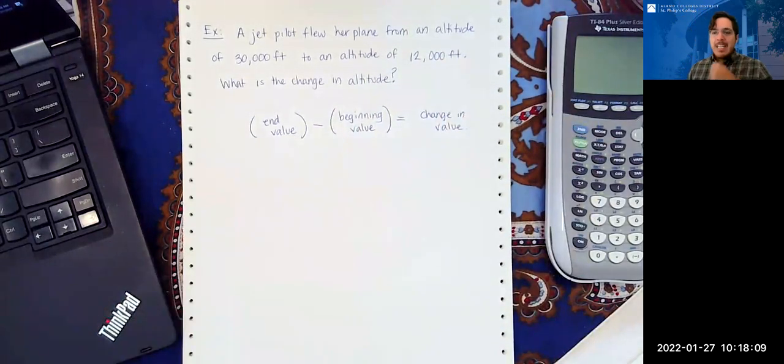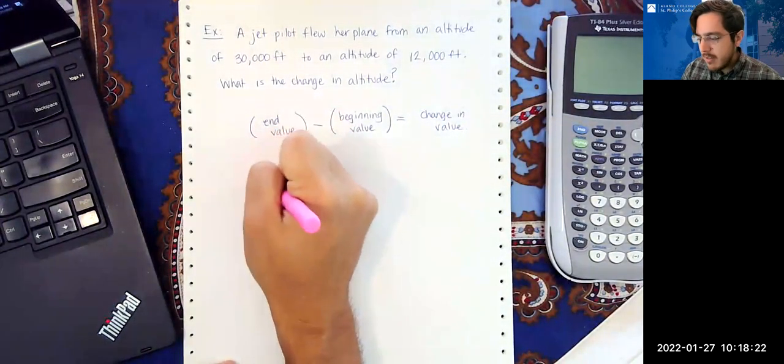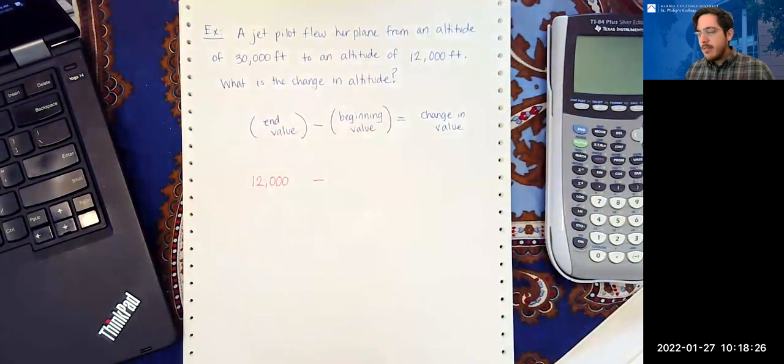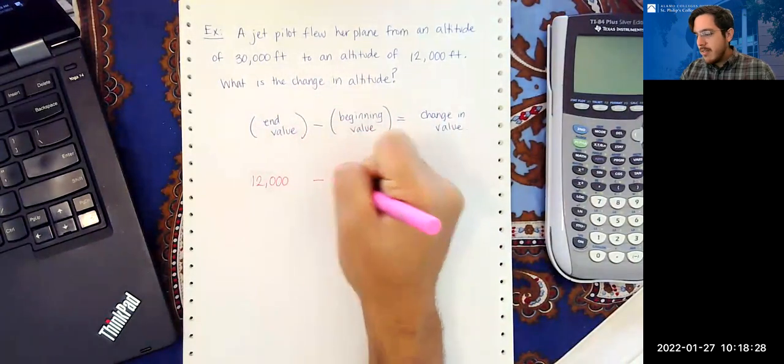Okay. So I need to set up a subtraction problem before I can solve this. So how would I set that up? What is the end value here? 12,000. And the beginning value? 30,000.